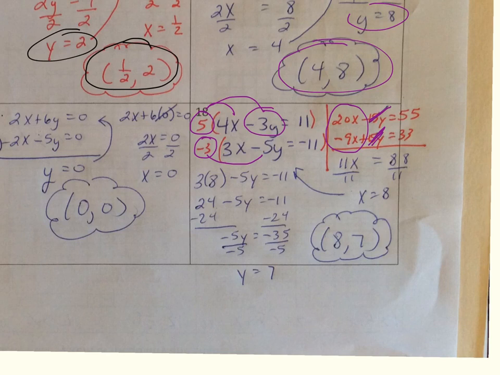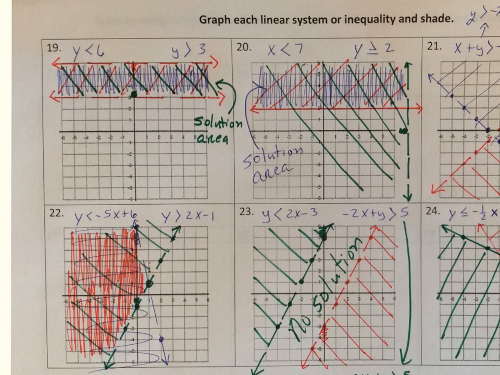When I added the 20x and the minus 9x, that gave me 11x. And 11 times 8 is 88. Therefore, x is equal to 8. And I repeat the process of plugging 8 back into one of the original equations and getting 7. So the answer is 8, 7. Okay, in this last section, I'm just going to quickly go through it. I'm going to pinpoint a couple of things.